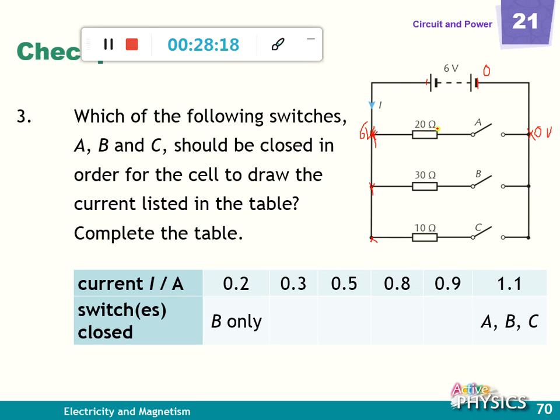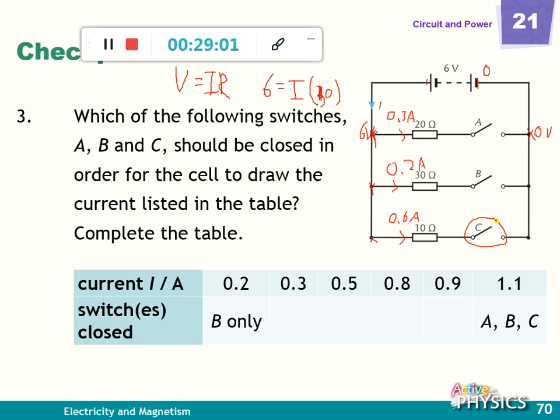Then this one is 20 ohm. Okay. Using Ohm's law, V is equal to IR. 6 is equal to unknown I times R, for example, here is 20. Then you can see that this current should be 0.3 A. For this should be 30. Then this one should be 0.2 A. Okay. Then for 10, this one 10. Then this one should be 0.6 A.